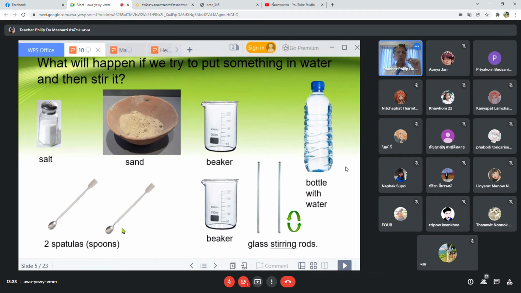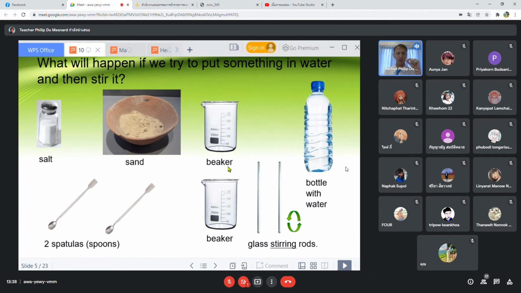Spatula. Spatula. Glass rod. Glass rod. Very good. And then I'm sure you don't have to say sand, you don't have to say salt. I think you know how to say it, it's too easy. Okay. So these are the things that we use in this experiment.